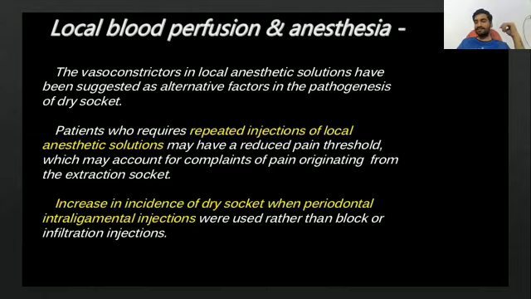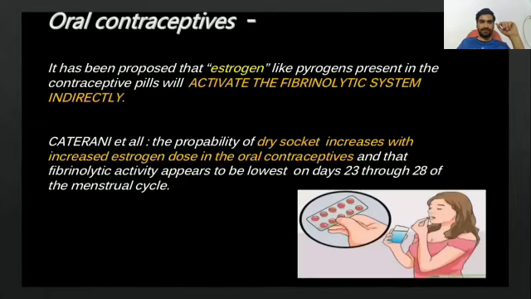Again, there is an increase in the incidence of dry socket with periodontal intraligamentary injections. Meaning there are different types of giving LA, right? You can give infiltration, you can give intraligamentary injection, you can give nerve block. So there are different types of blocks. Increased incidence is seen in cases of intraligamentary injections, mainly the periodontal ones.